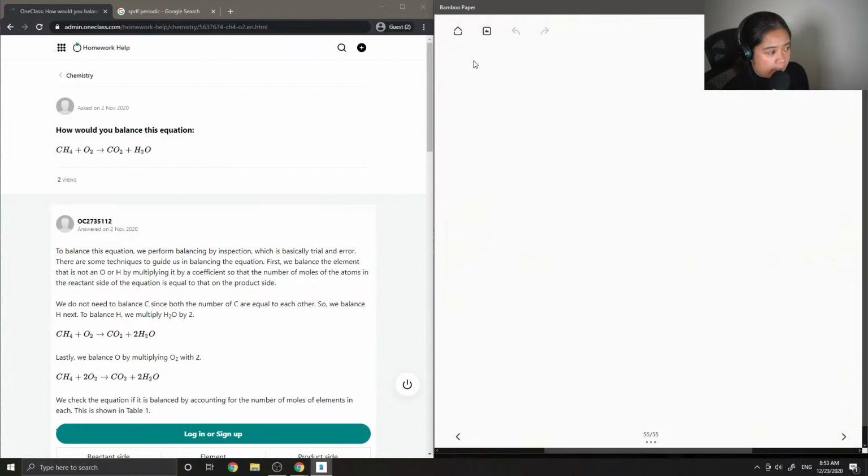Okay, so on to question 6, which just asks, how would you balance this equation? So we have CH4 plus O2, leave a space.